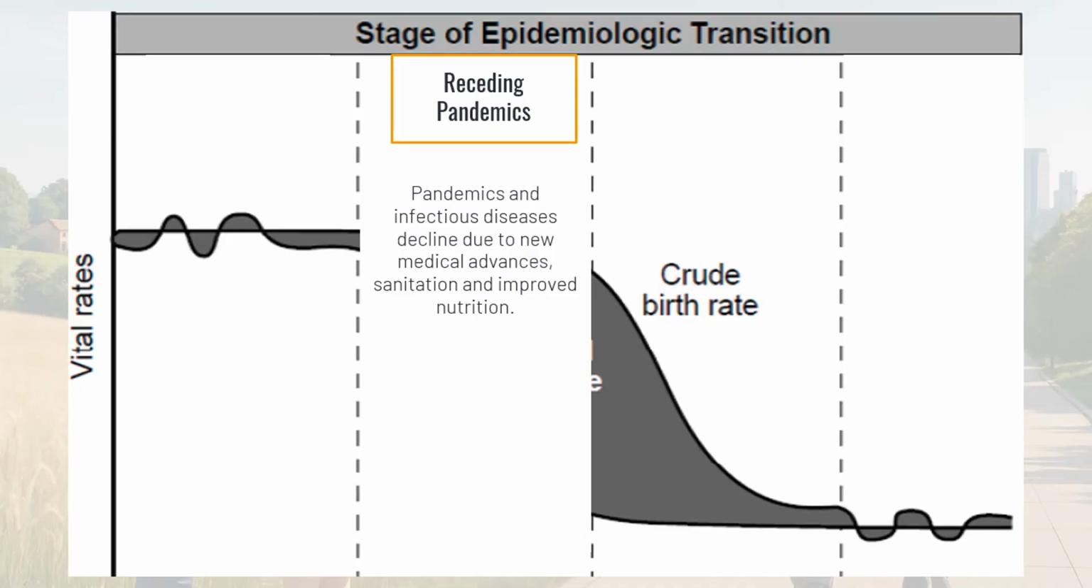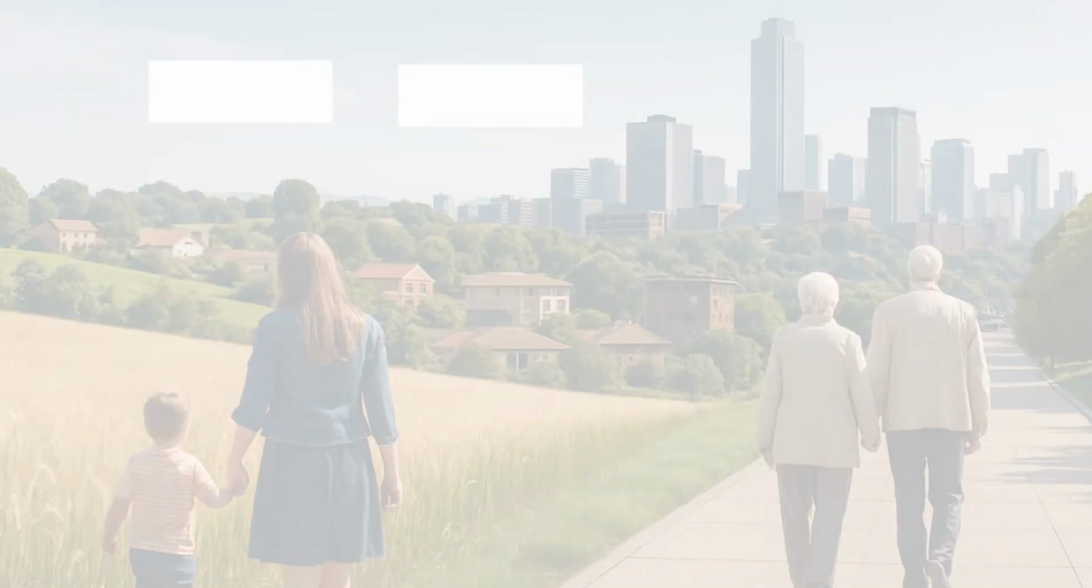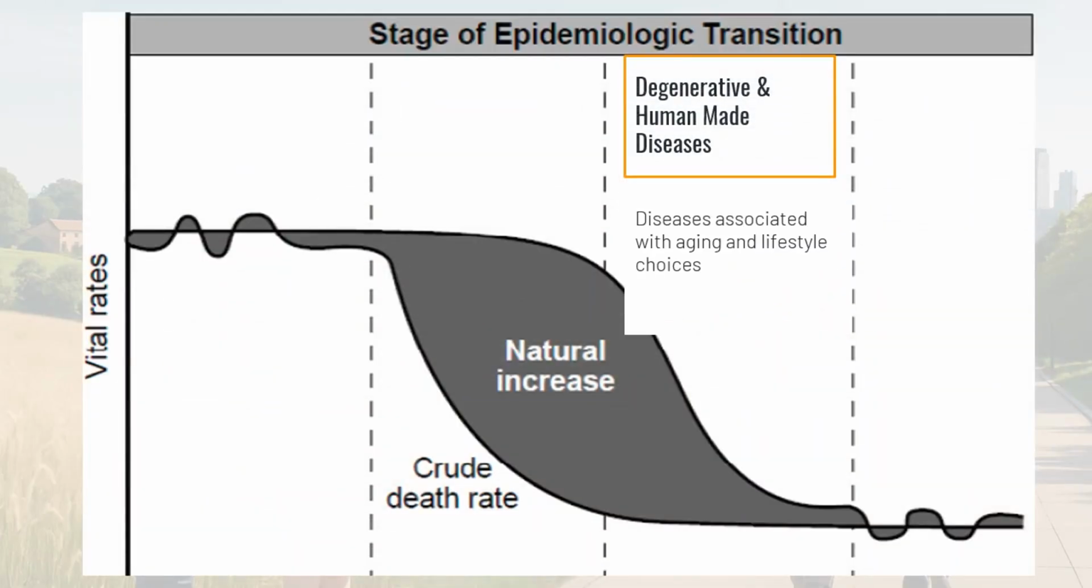Stage 3 of the epidemiological transition model shifts the spotlight from infectious diseases to chronic illnesses. As populations live longer, the main health challenges become degenerative diseases like heart disease, cancer, and other illnesses often tied to aging and lifestyle choices. Think less about plagues and more about problems connected to diet, smoking, stress, or inactivity.